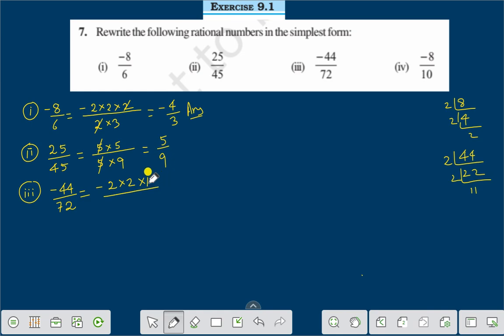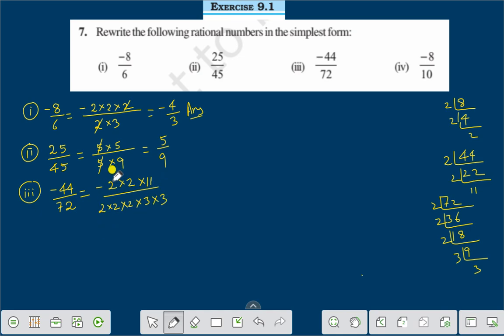And 72 can be written as, dividing by 2: 2 threes are 6, 2 sixes are 12, 2 ones are 2, 2 eights are 16, and 2 nines are 18, and 3 threes are 9. Therefore we can write 72 as 2 into 2 into 2 into 3 into 3.